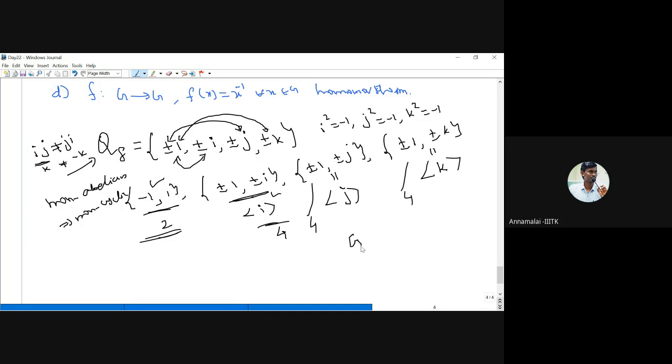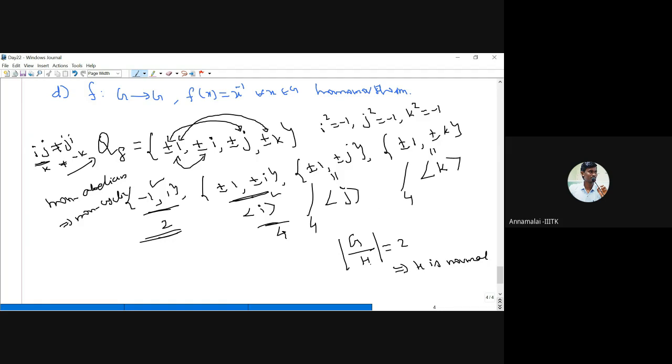And we know that if the number of elements in G by H is 2, from this we can say H is normal. H is a normal subgroup. If the index is 2, then H is normal. So definitely the index of these 3 subgroups is 2, because 8 by 4, 8 by 4, 8 by 4, everything is 2.